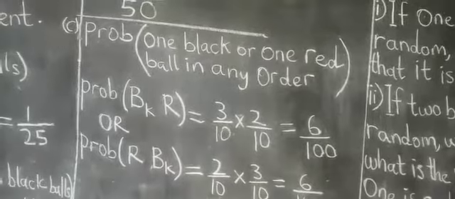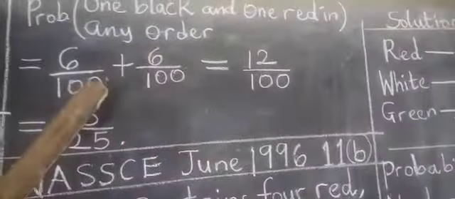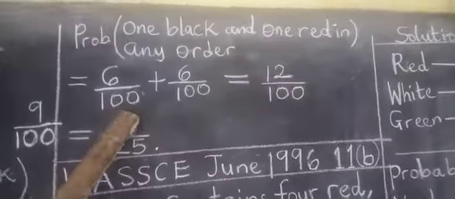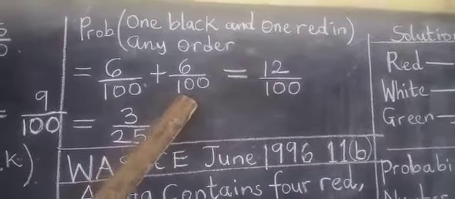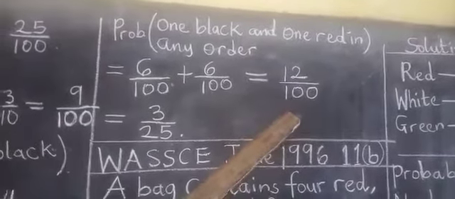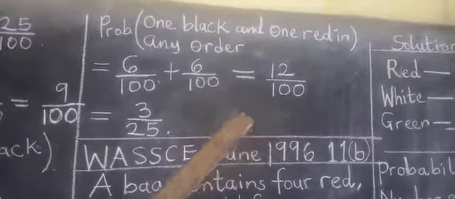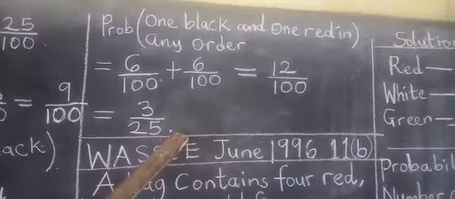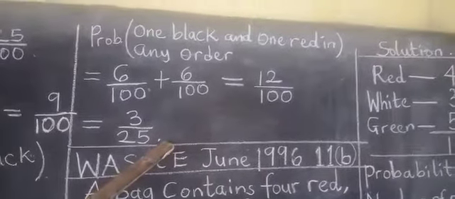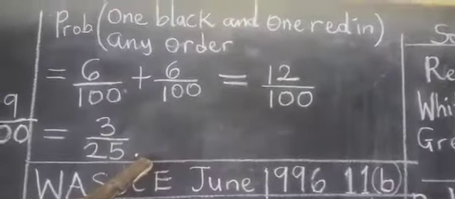The result is 6 over 100. Now, to cap it, we have probability 1 black and 1 red in any other will mean 6 over 100 plus 6 over 100, and that gives 12 over 100. So we can reduce that. 4 in 12 gives 3, 4 in 100, then that results in 3 over 25. Take note of that. That's the condition attached to that.